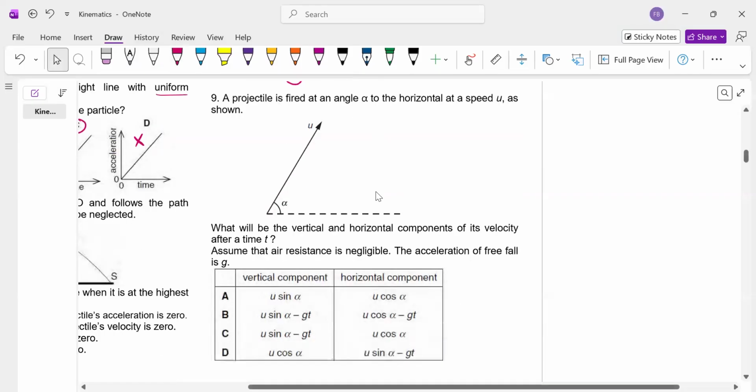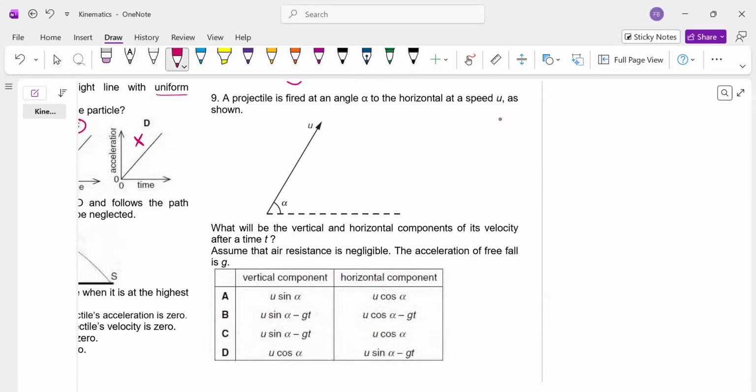Okay, a projectile is fired at an angle alpha to the horizontal at a speed u as shown. What will be the vertical and horizontal component of its velocity after a time t? Assume that air resistance is negligible, the acceleration of free fall is g. Now they are saying a projectile is fired and they are asking for the vertical and horizontal component of its velocity after time t.